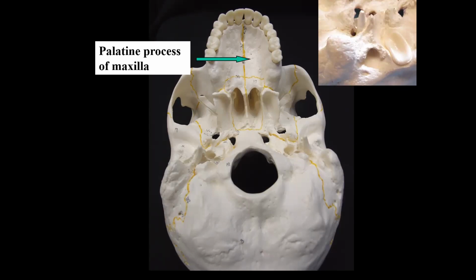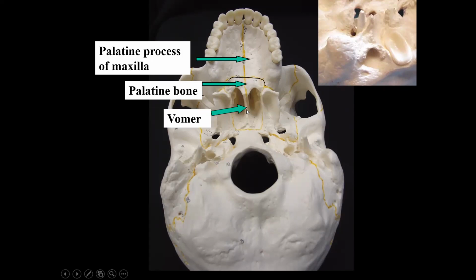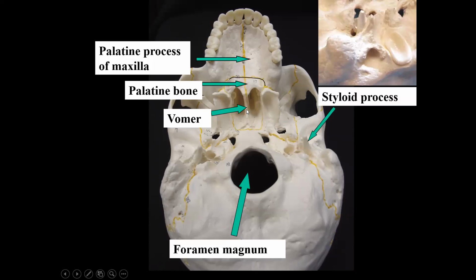This is the palatine process of the maxilla. As you know, here is the palatine bone right here. The roof of our mouth is made up of the palatine bone and the palatine process of the maxilla, the hard palate. So, the barrier between the oral cavity and the nasal cavity. Of course, there's our vomer again right there. And there's our styloid process again. There's our mastoid process. Another foramen, stylomastoid foramen, right there.